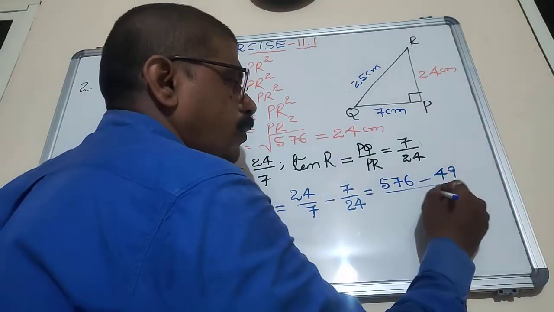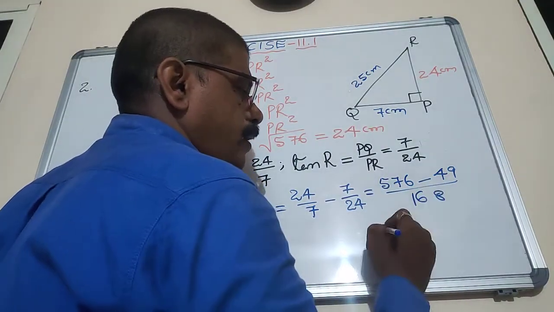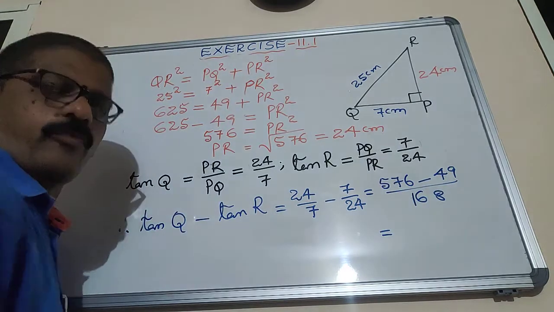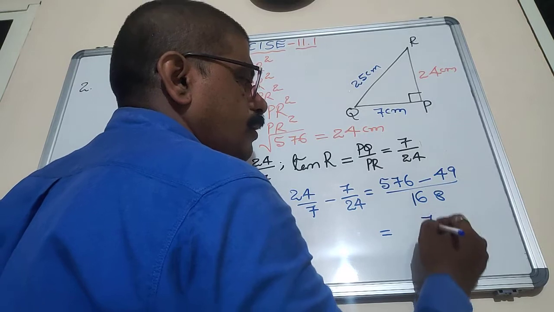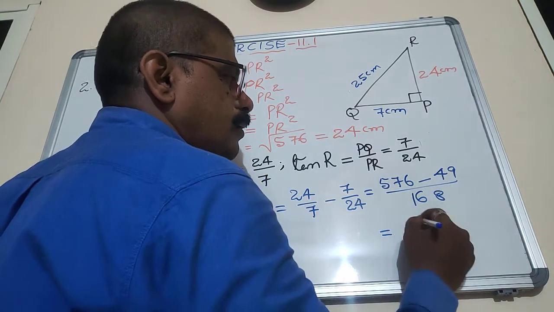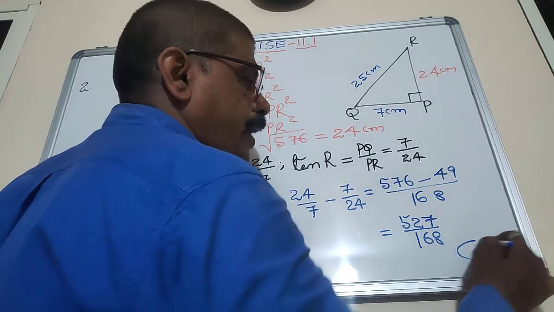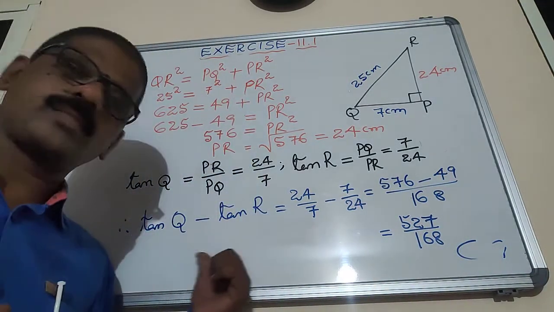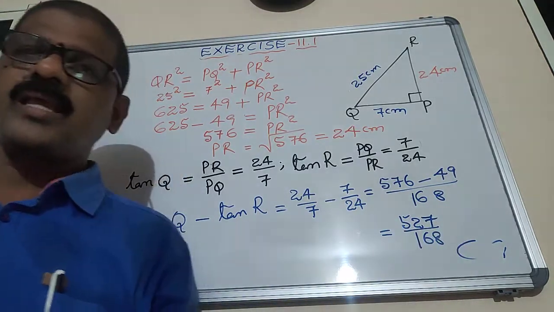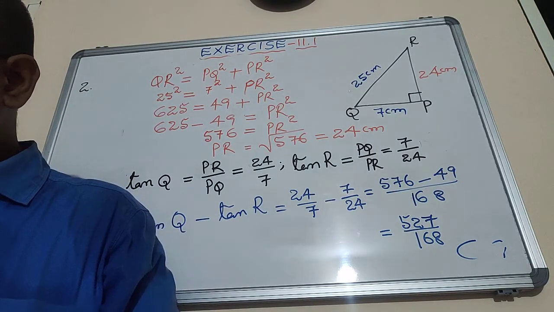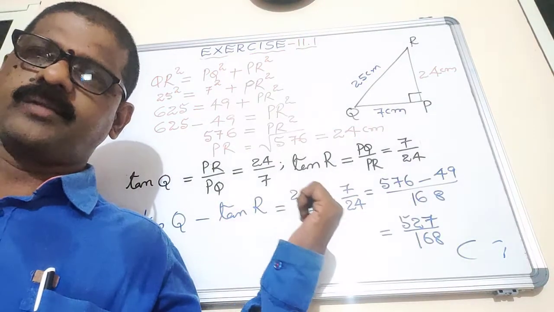7 fours are 28. 7 twos are 14 plus 2 is 16. 576 minus 49. 16 minus 9 is 527 whole by 168. Clear? Tan Q minus tan R value is 527 by 168. So, check the answer once again.